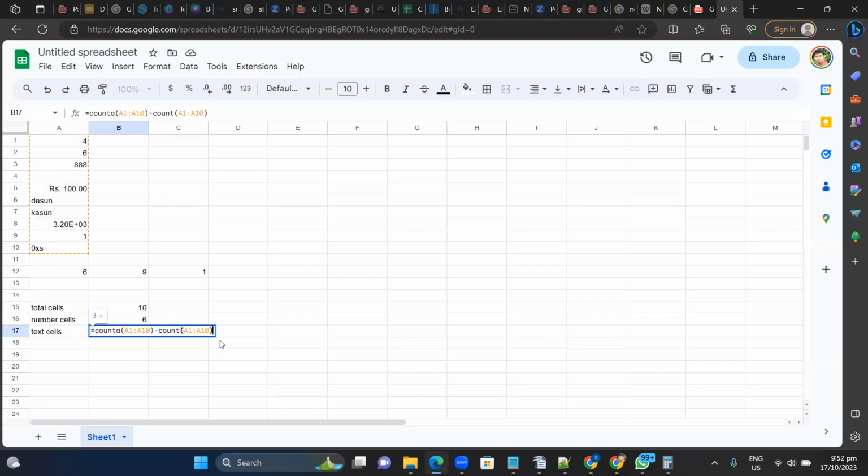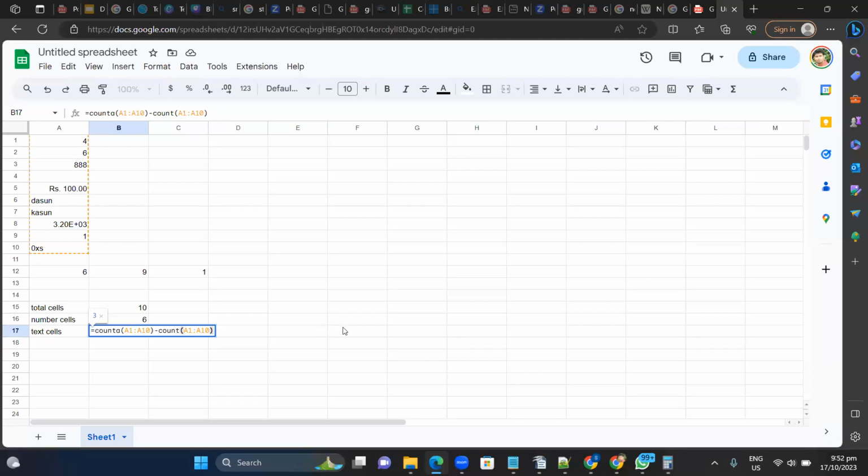Total cells is count A plus count blank. You need to remember that. Here, count A plus count blank is the total cells. Count A minus count is the text cells.